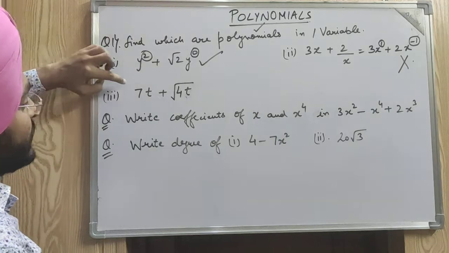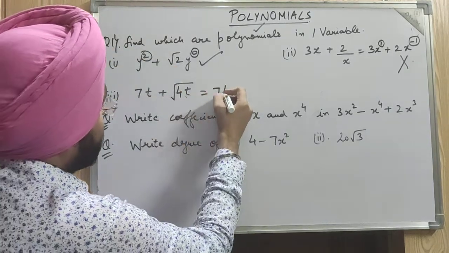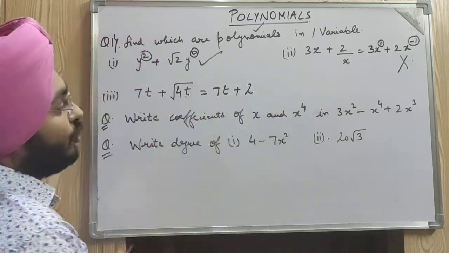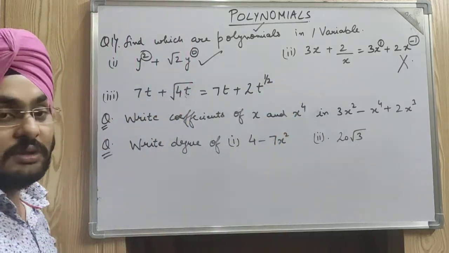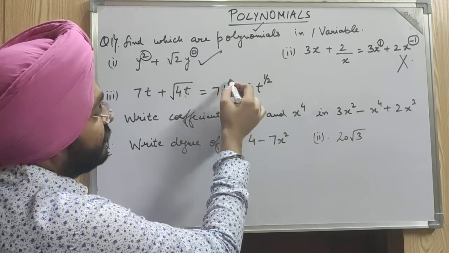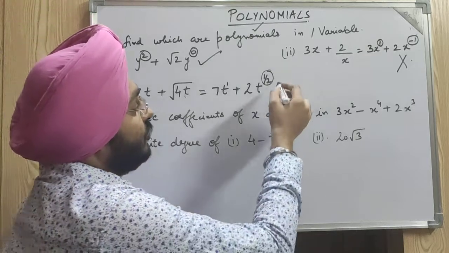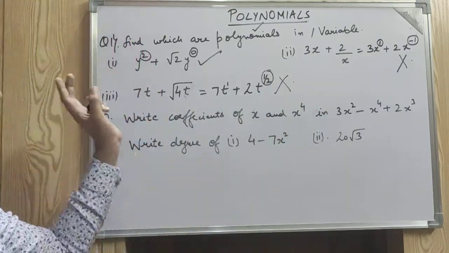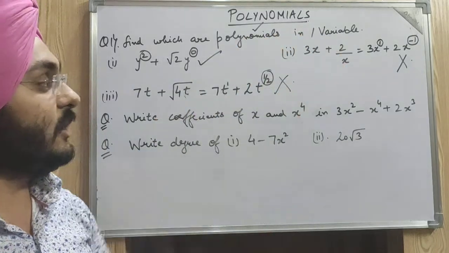Coming to this one, 70 plus root 4t. Can't I say it this way: 70 plus, okay, root 4 will be 2, root t. Can't I say root t as t raised to power 1 by 2? This was discussed in the exponents. Now this t raised to power 1 is a whole number. This 1 by 2, is it a whole number? No, this 1 by 2 is not a whole number. So I'll say this one is not a polynomial here. In this way you can find whether the given expression is a polynomial in one variable or not.